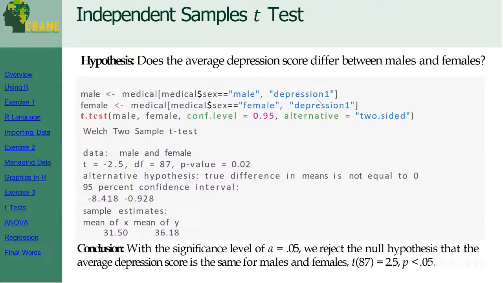So this is the code where we have stored the depression of male and female separately. Then t.test, male, female are the two data sets. Confidence level 95, alternative two-sided, right? Welch two-sample t-test is being applied, and you can see that the p-value is less than 0.05. It means that the null hypothesis is being rejected, and we can conclude that the depression level in the male and female are different, right? It's not the same. Also, you can see the mean of x and mean of y is 31.50 and 36.18. So on the average level, which we are trying to test, significantly we can see that it's different, right?